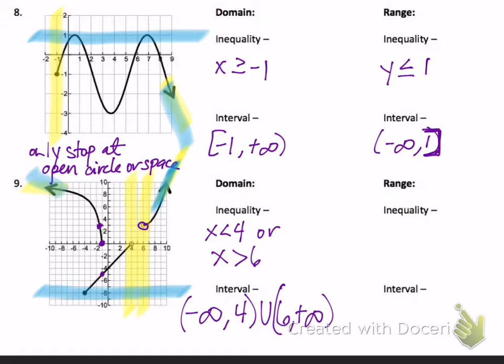So my range, then, it would start at -8, bracket, and then it would keep going forever, so to positive infinity. And for inequality, it would be y is greater than or equal to -8.